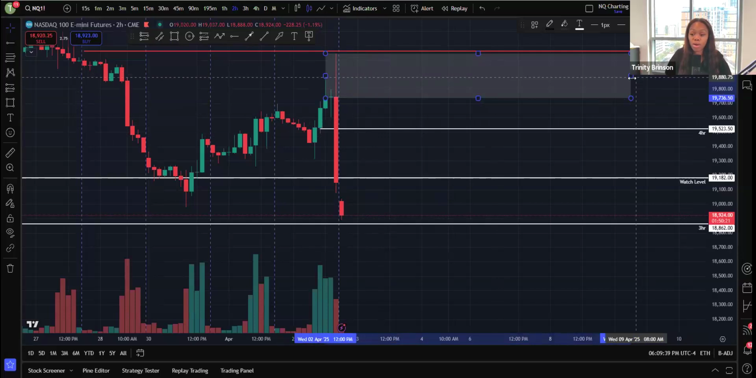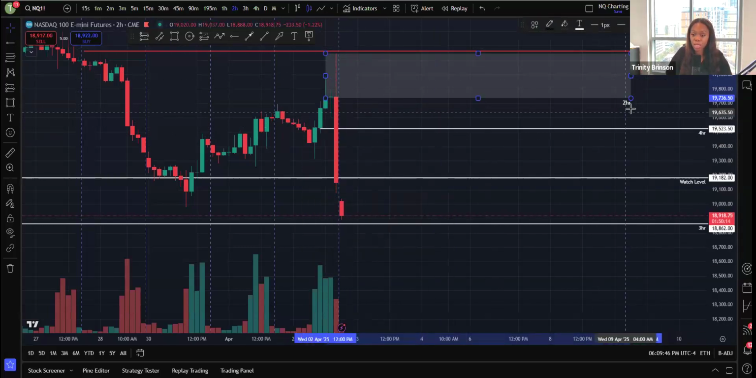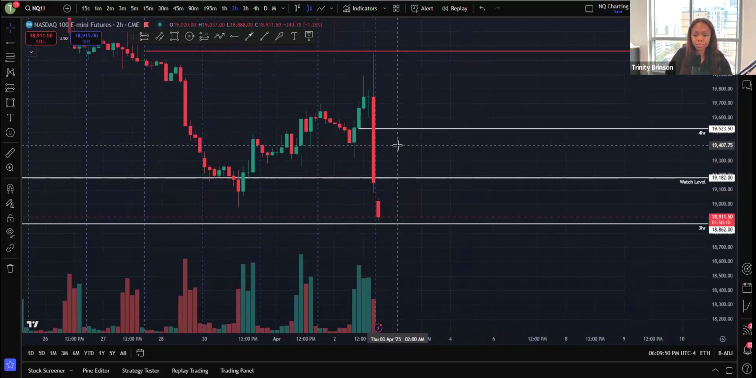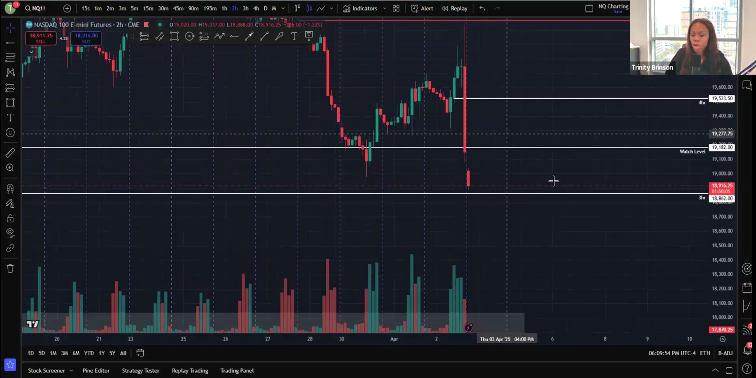So if you did want to mark this 2-hour out, you would do it like this and just label it as a 2-hour supply zone, right? But since it's inside of this 4-hour, for me, I'm just not going to mark it out. This is a really, really big zone. Actually, how big is that? Yeah, that's huge. All right.